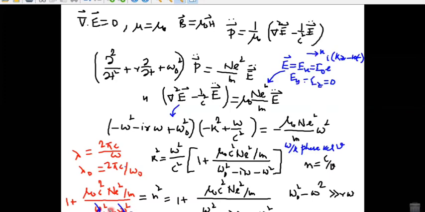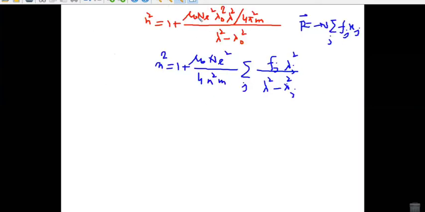This turns out to be lambda square minus lambda naught square. So, to get the a value as mu 0 n square lambda naught square over 4 pi square m. For the case of electrons of different restoring forces, we would write the polarization as P equals minus n Fj Xj for the electrons of different restoring forces.